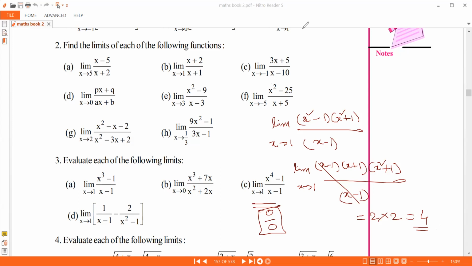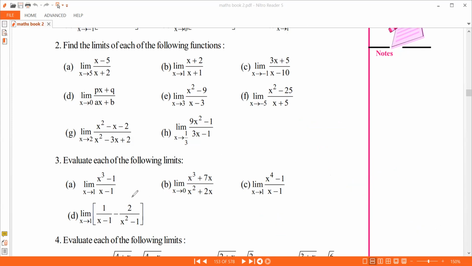So I will do the next. Clear now? This one I will do, because it's a little bit tough. The limit as x tends to 1 of 1 by (x minus 1) minus 2 by (x square minus 1). This is what you have.